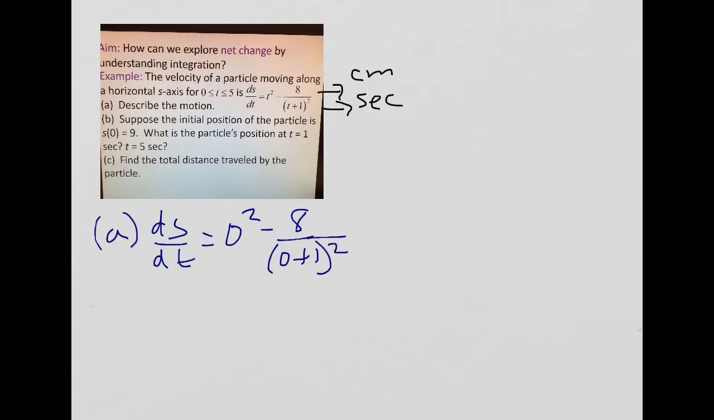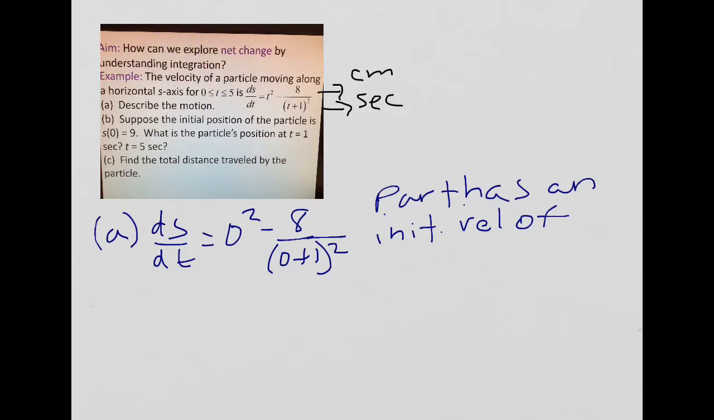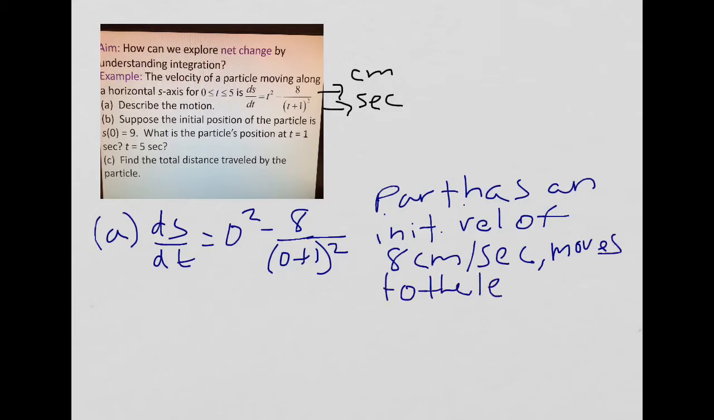So we're going to say that the particle has an initial velocity of 8 centimeters per second. I got ahead of myself. And I didn't include the negative in this sentence because I'm going to say it moves to the left. You can also say towards the negative direction if you don't want to use the word left.